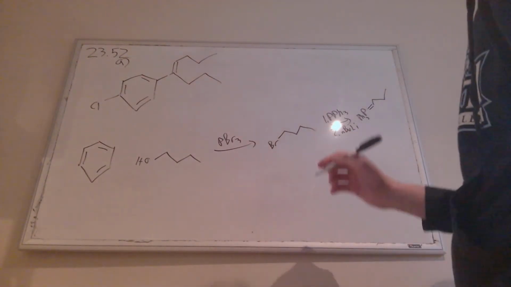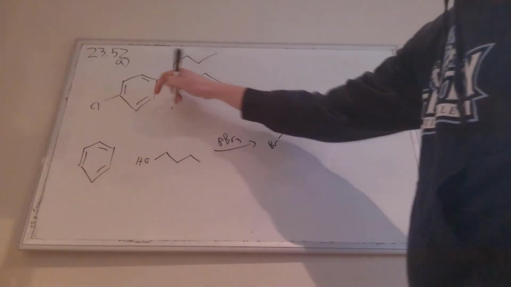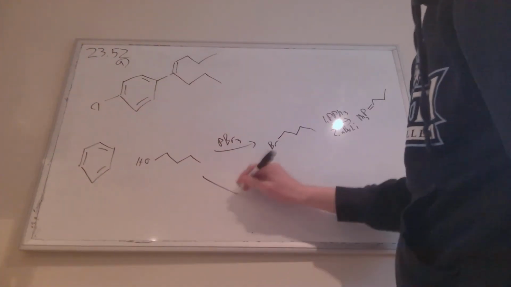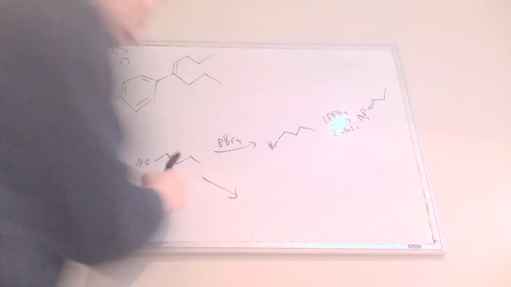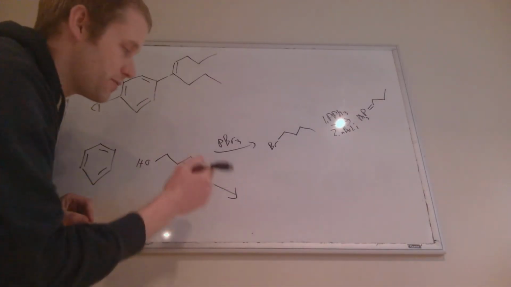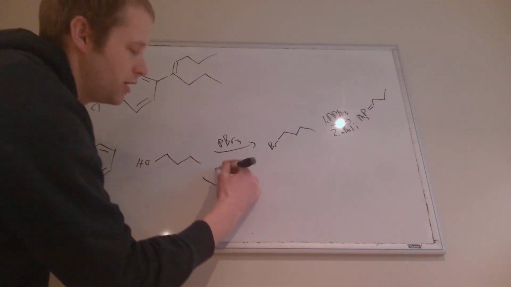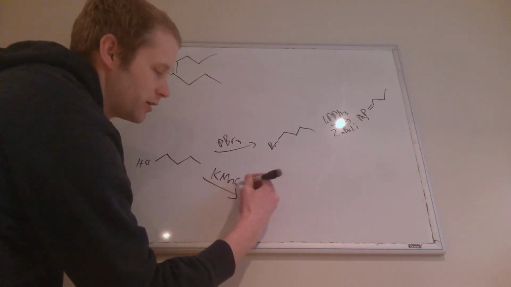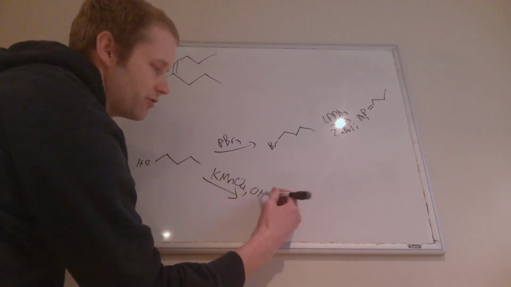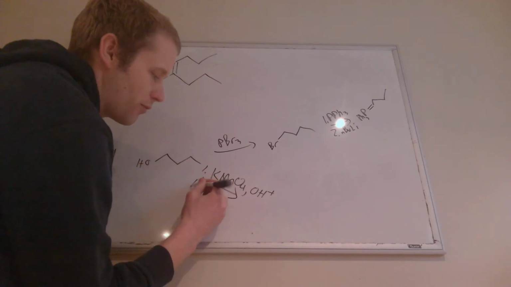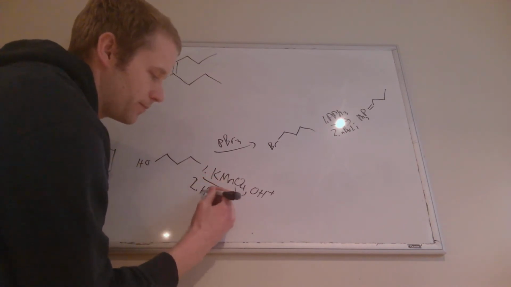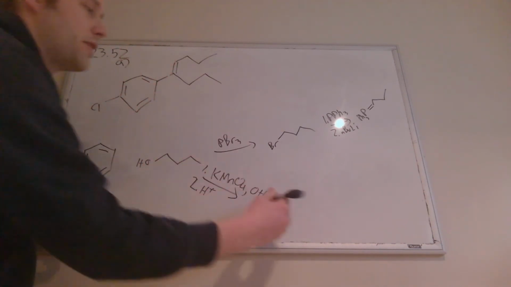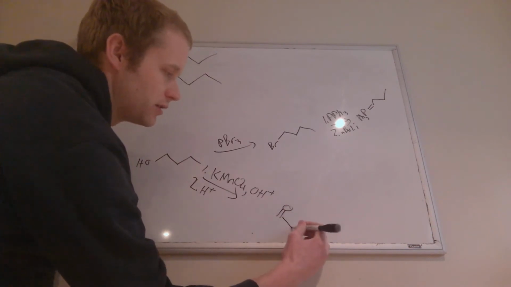Okay, the next thing that we need to do is make an acyl group to install these 4 carbons in the first place. To make an acyl group, we need to oxidize this. Any sort of oxidant would be fine because this is a very simple molecule. I'm going to use KMnO4 and hydroxide. I'm going to follow that with acid workup. That will give me a carboxylic acid.